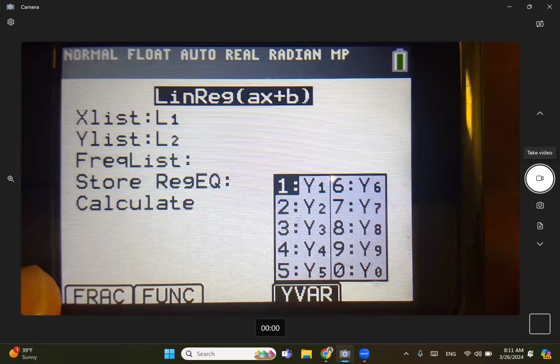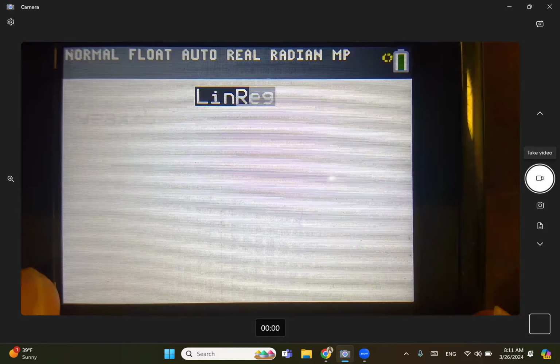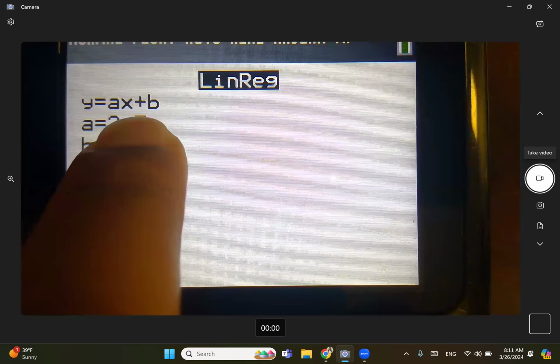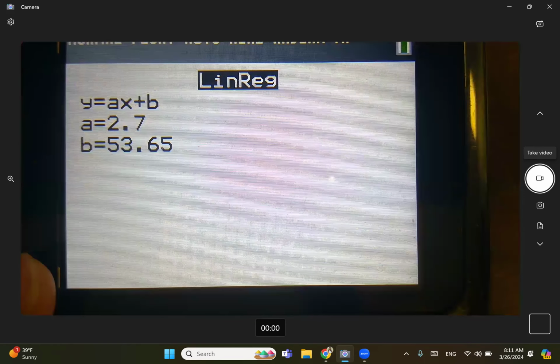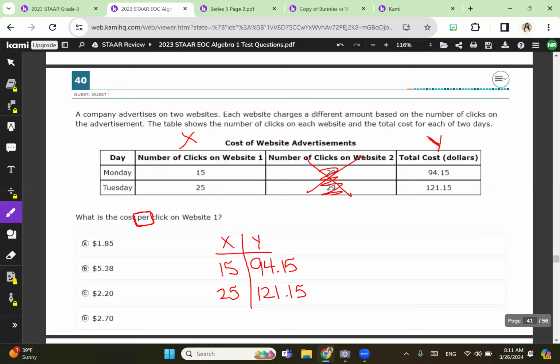Alpha trace, enter. 2.7 as a. So that means the total cost per click is $2.70. So your answer is, what's the answer? $2.70. D. Correct.